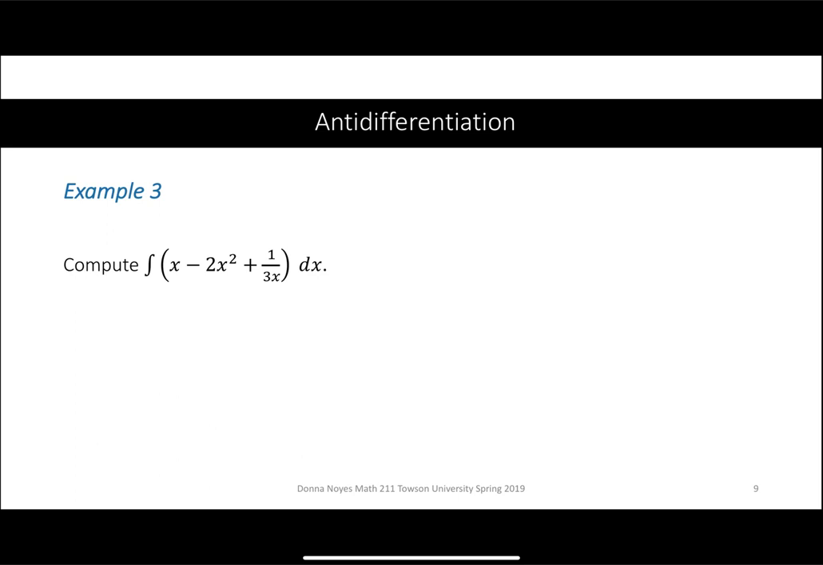What I'd like for you to do is I would really like for you to pause on this one and try it before you go on to see what the solution is. This one asks for the integral of x minus 2x squared plus 1 over 3x, all with respect to x. So pause here and try it on your own and then come back to see if we got the same solution.